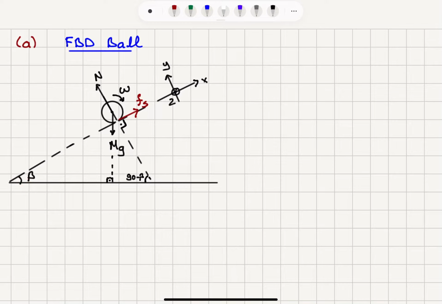So if this angle is beta, and we draw a perpendicular to the surface here, this would be 90 degrees and 90 minus beta, you can see. So the angle that mg makes with the vertical axis here, the normal axis, would be beta. Okay, so we have determined that this angle is beta as well.